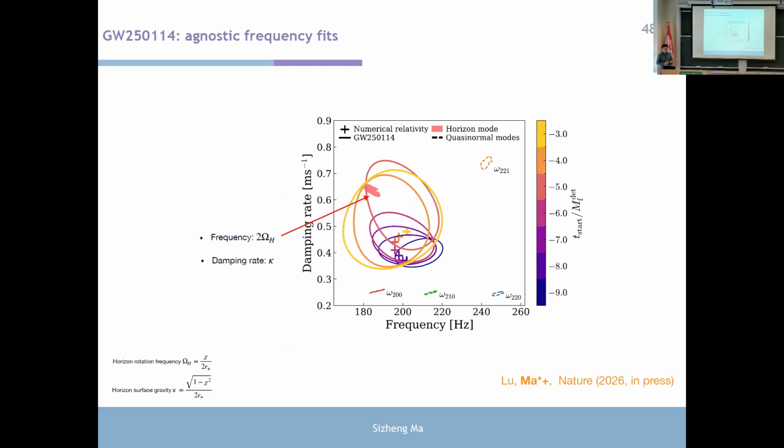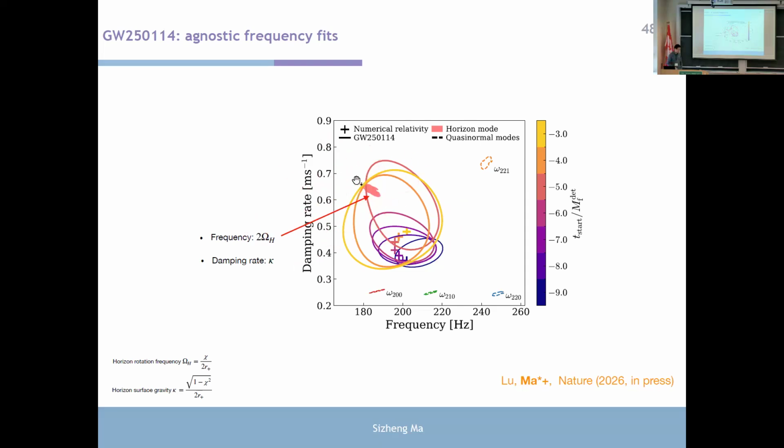We can also extract the frequency and the decay rate from those few cycles. Those contours are the 90% credible regions that we extracted from that wave component in time windows with different starting times. Here, our start time ranges from -9 all the way up to -3. At the beginning, you can see that the posteriors still evolve a little bit. This is because the particle still undergoes dynamical evolution in the neighborhood of the black hole horizon. But they all cluster around this red region, which is the so-called horizon mode.